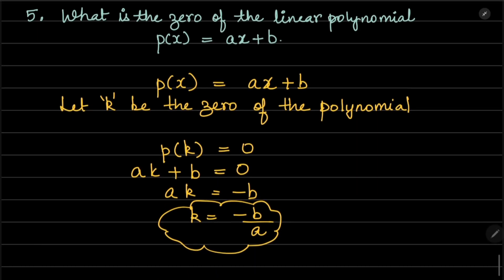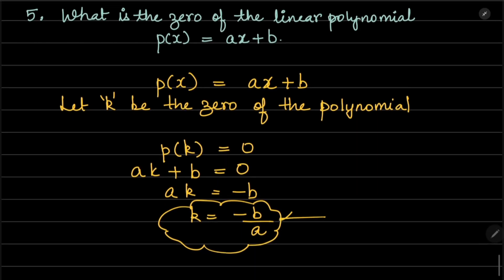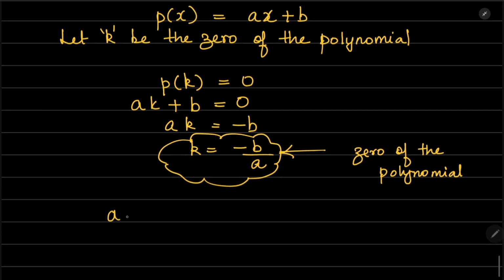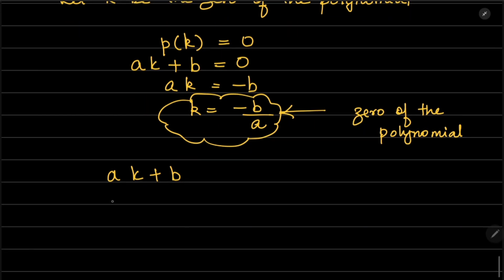Therefore, what is the value of k? What is the 0 of the linear polynomial? So this value is nothing but the 0 of the polynomial. This is called the 0 of the polynomial. Why is it called the 0 of a polynomial? Because suppose you have your ak plus b, right? In place of k, if I put minus b by a, what do I get here?